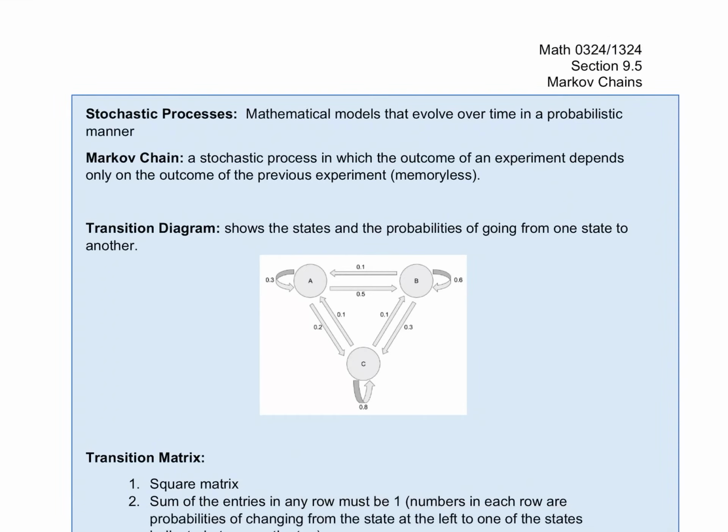Now we're going to start our last set of notes. So this set of notes is about Markov chains. This set of notes starts with some technical definitions.